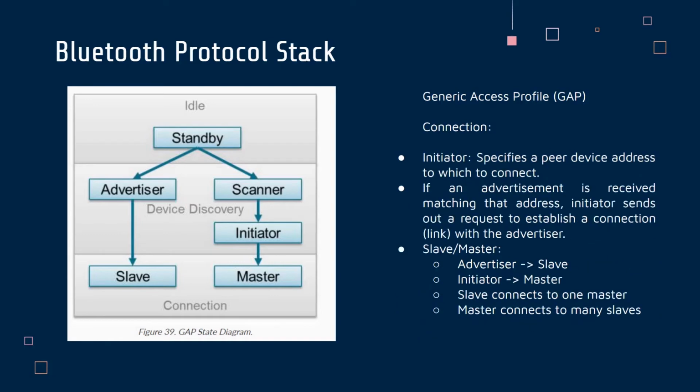The initiator specifies a peer device address to which to connect. If an advertisement received matches that address, the initiator sends a request to establish a connection with the advertiser. When a connection is formed, the device functions as a slave if it was the advertiser and a master if it was the initiator. A slave connects to one master, while a master can connect to many slaves.